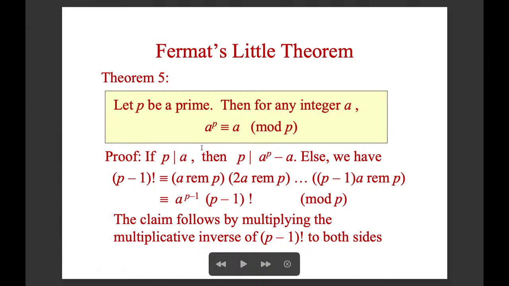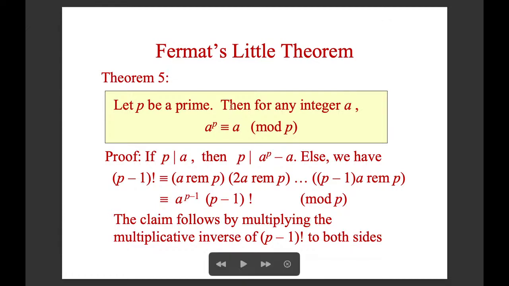First of all, we separate the discussion into two parts. The first one is whether a is divisible by p or not. Now, if a itself is divisible by p, so p divides a properly, then a to the power p will be a multiple of p, so it will have remainder 0 when divided by p. And similarly, a will be divisible by p, so it will have a remainder 0. So in this case, if p divides a properly, then both of them are 0, so in that case it is true.